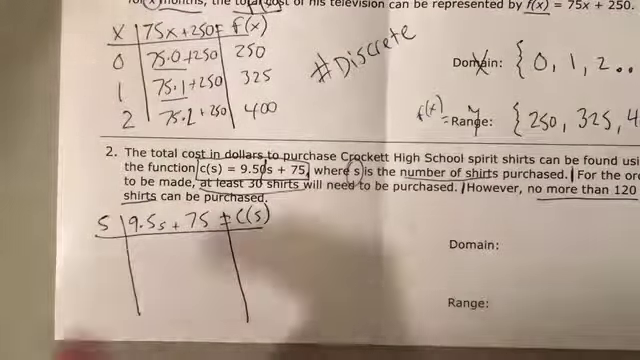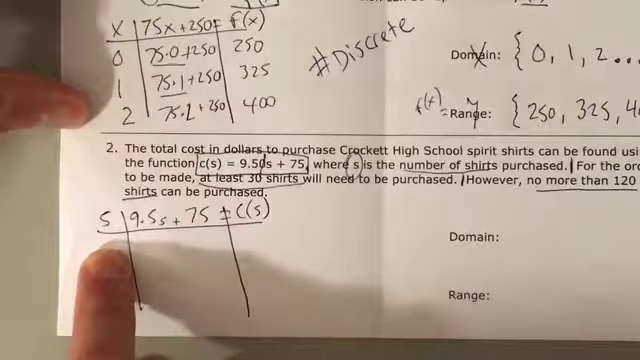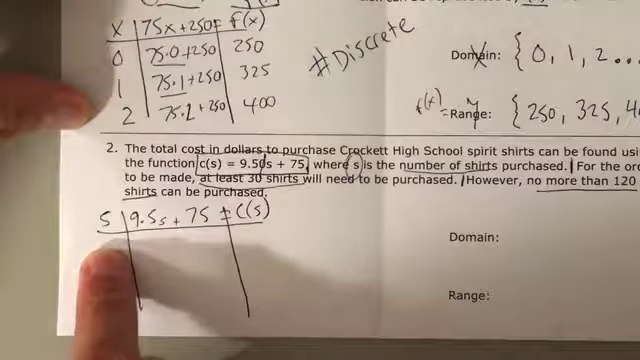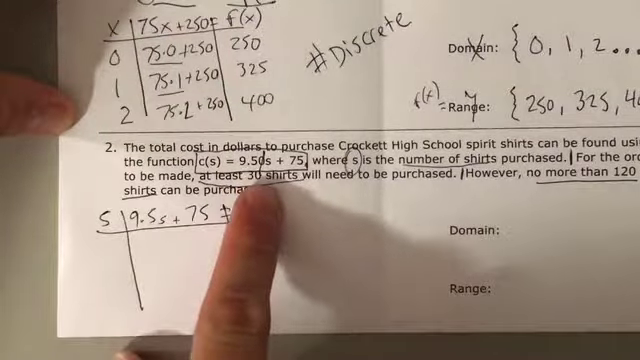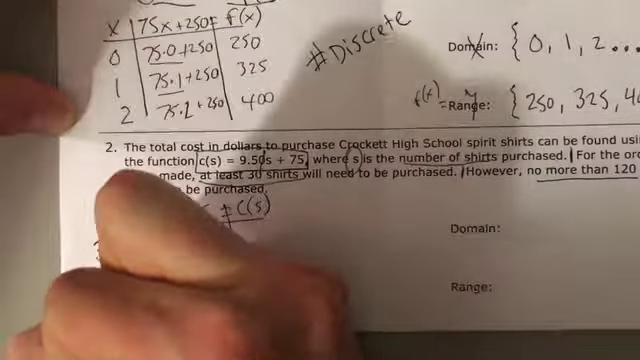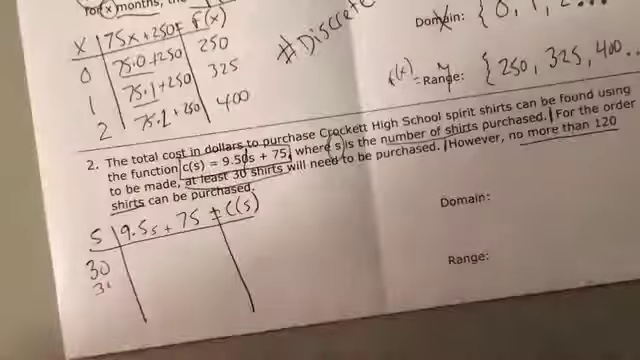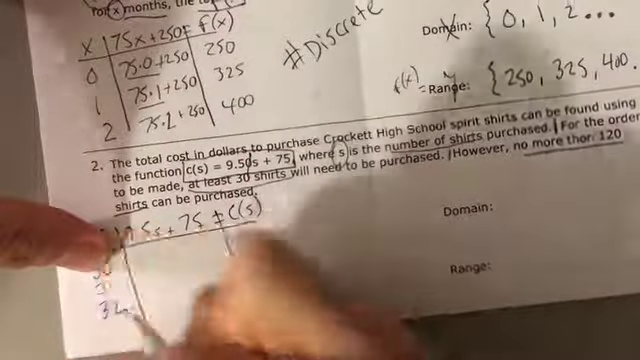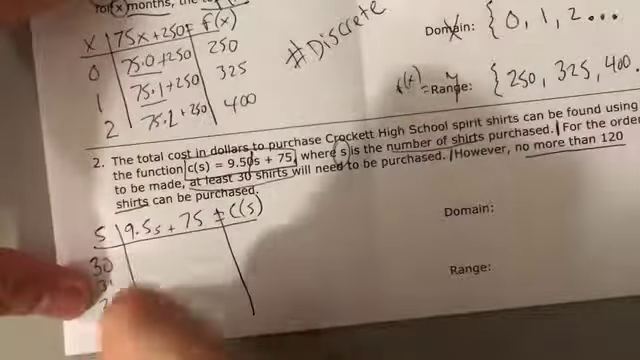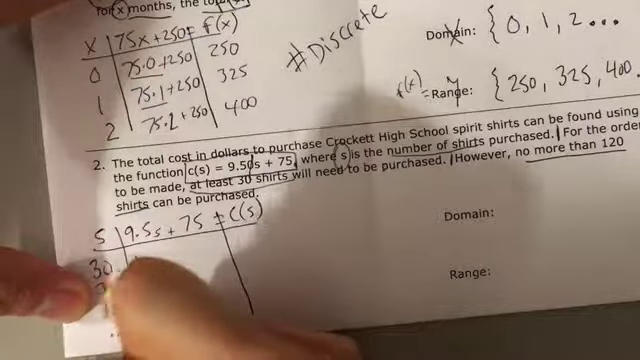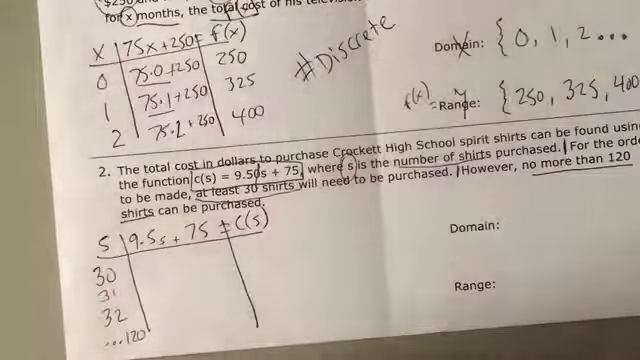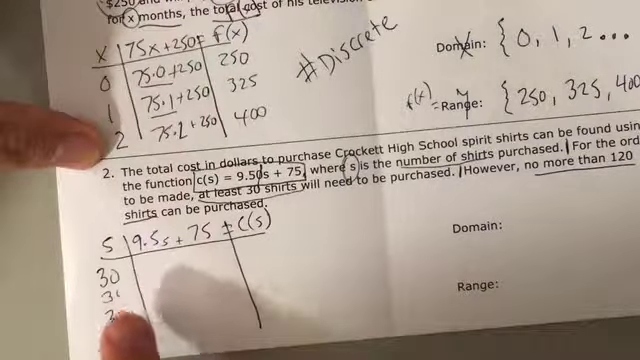So in this case, what would you start with? Well, can you buy 0 shirts? In this case, no, right? The minimum number of shirts you can buy is 30. And then you could buy 31 shirts. You buy 32 shirts, right? You can keep going all the way up until 120.